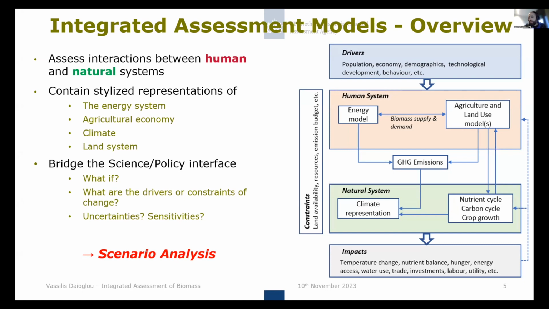And this is where the methodology of scenario analysis becomes very important. The models are typically used to run many different scenarios, and by contrasting and comparing them, we can get better insight into the sensitivities, uncertainties, and levers of change.